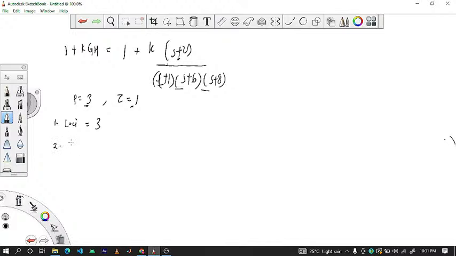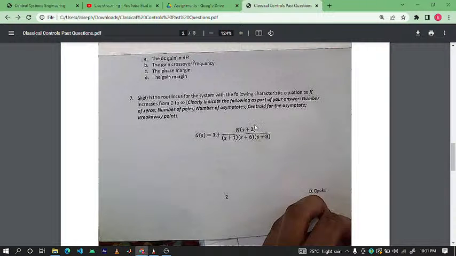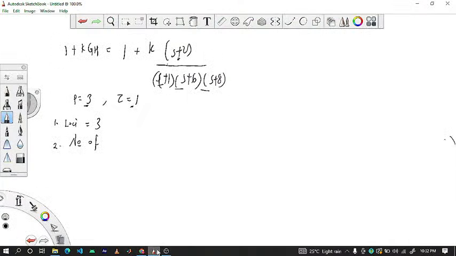The second step is to find your number of asymptotes. If you check the question, it says to clearly indicate the following: number of zeros, number of poles, number of asymptotes, centroid of asymptotes. So we are finding all of this. Our number of asymptotes is given by poles minus zeros. So we have 3 minus 1, which is equal to 2. This is the number of asymptotes we have.